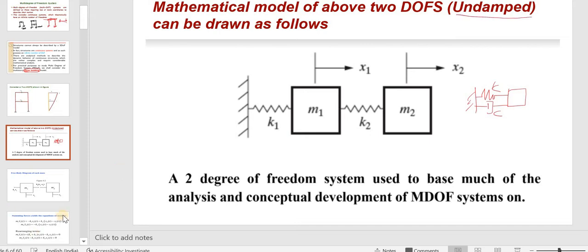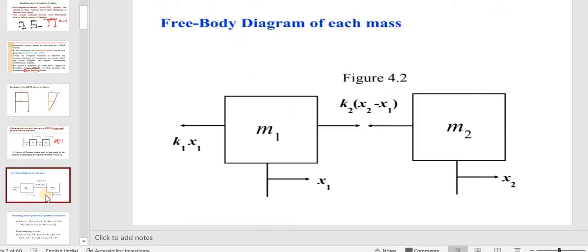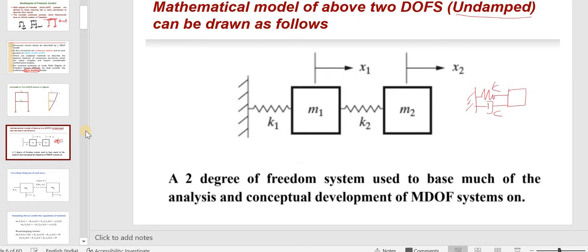Okay, and here you can see first of all I need to generate the equation. So in order to generate the equation, I need to first draw the free body diagram. For M1 there is one stiffness K, here you can see K is there. So I will be releasing this force, it will be K1 into x1. Now here K2 is there, so it will be pulling to this side, that will be K2 into x2 minus x1, because I am considering that x2 is greater than x1. Then again one more force will also be there. What is that? It is moving towards right.